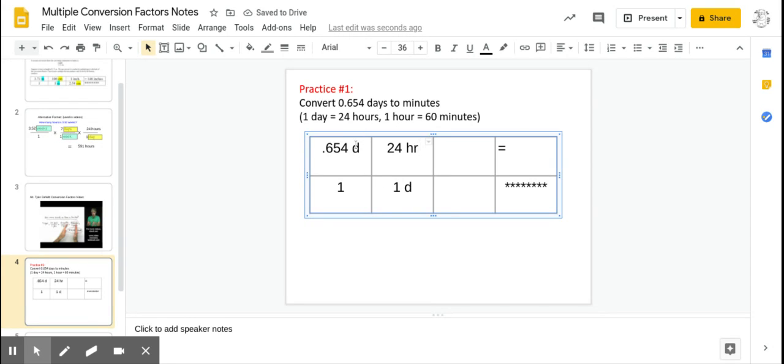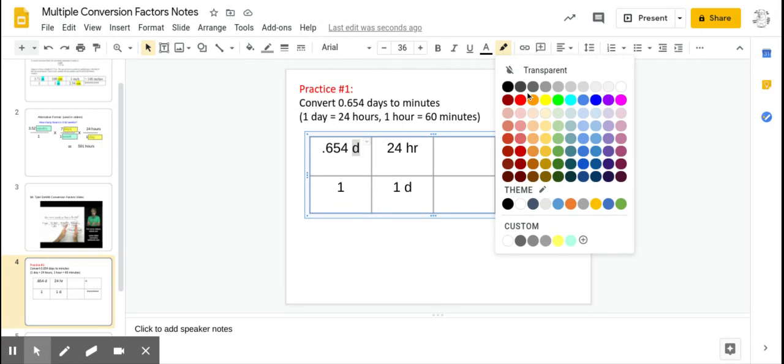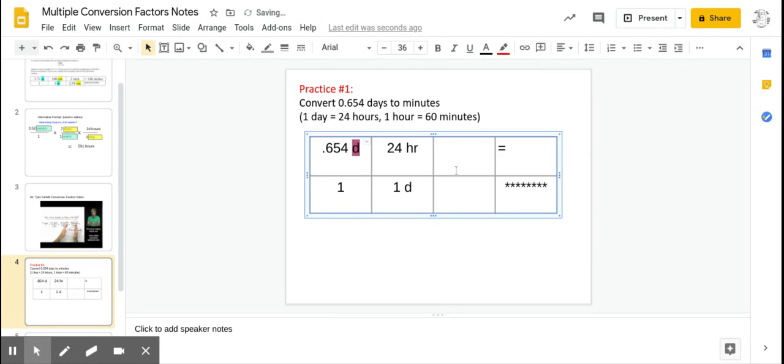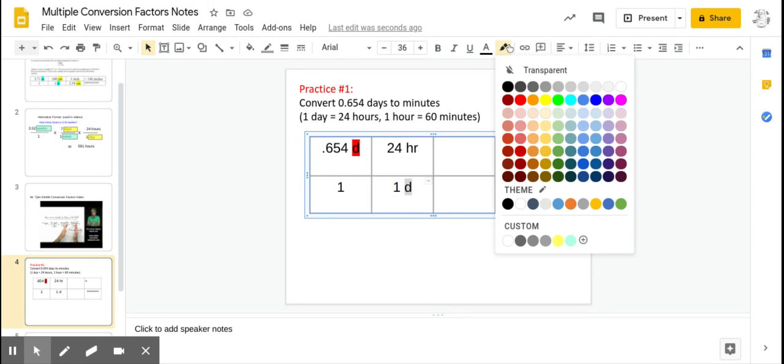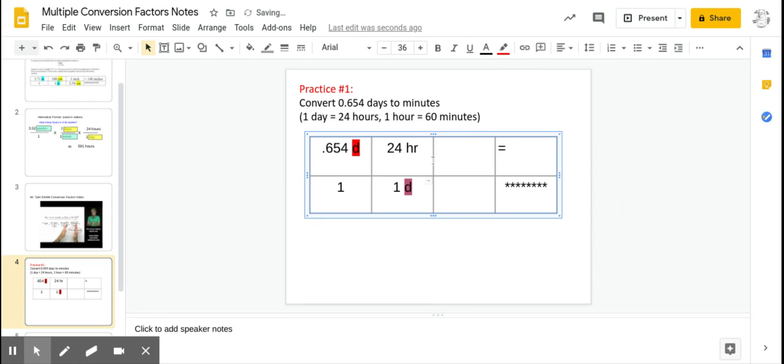Now, if I want to, I can highlight my days. I use the little highlight pencil up here, and I can use whatever color I want. I'm going to use red just because I saw that first. There go the days. Now I've still got hours, but I need to get to minutes. That's what this second one is for. Now I have to arrange this so hours cancels. I'll put 1 hour on the bottom because it's on the top here. That means the 60 minutes, the other part of the conversion factor, needs to be on top there.